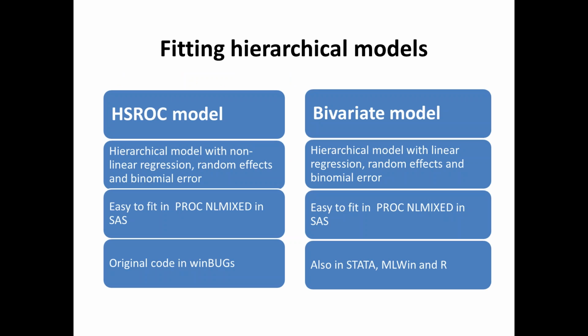In terms of fitting the models, there are different software options. So we can't do this analysis in RevMan. We have to export the data out of RevMan, do the analysis, and then bring the parameter estimates into RevMan to generate plots. So for the HSROC model, the options are to use SAS or WinBUGS, and for the bivariate model, there are more options because it's a linear model, unlike the HSROC model, which is a non-linear model. So for the bivariate model, the options are SAS, WinBUGS again, or Stata, MLwiN, and R.